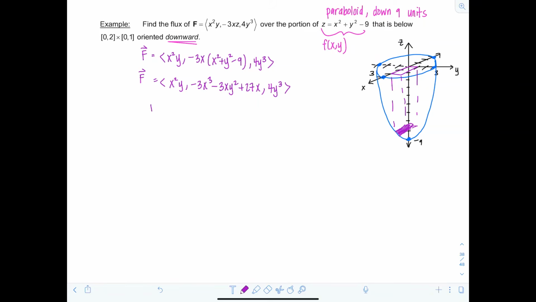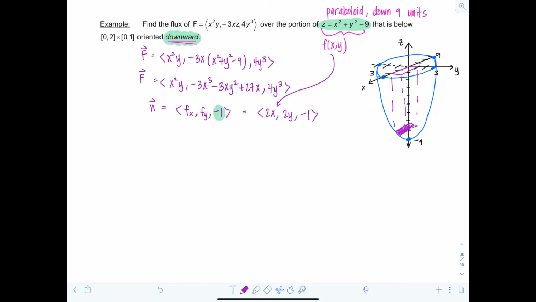Okay, now I need the normal vector. The normal vector comes from the surface, normal to the surface. So I need partial with respect to x, partial with respect to y, negative 1. Why did I choose z to be negative 1? Because they told me downward orientation, and the first 2 components will always have the opposite sign. So basically determine, does this need to be positive or negative? Determine that first, and then you know what the sign of the other 2 partial derivatives is going to be. All right, so partial with respect to x is 2x. Partial with respect to y is 2y, and then negative 1.